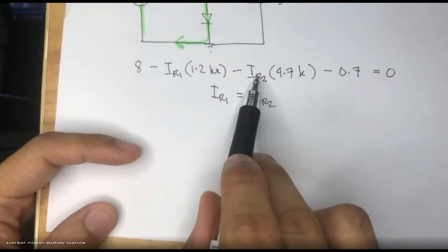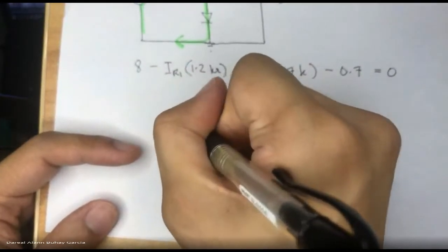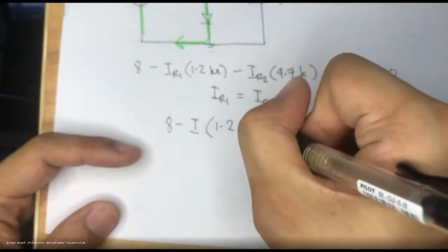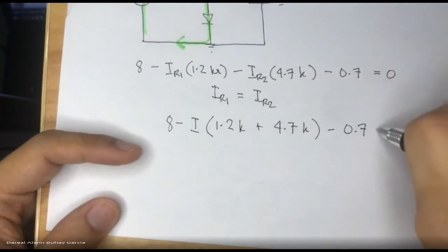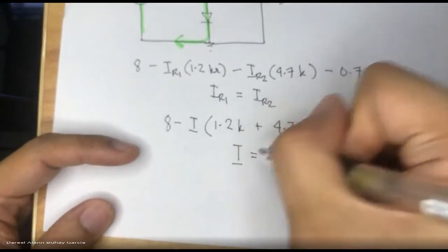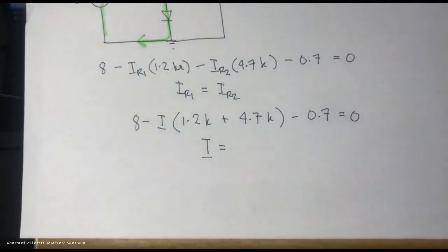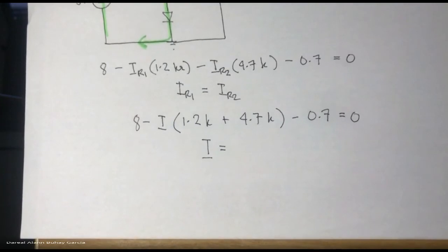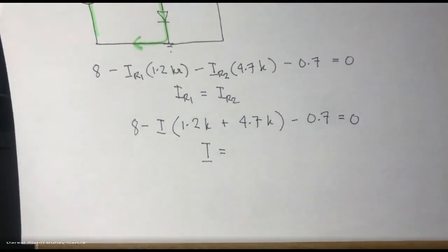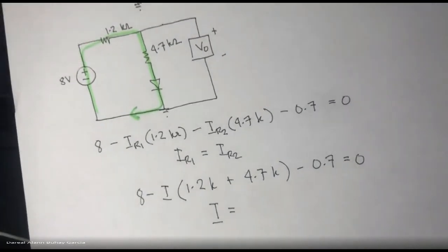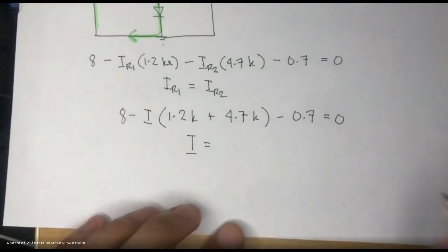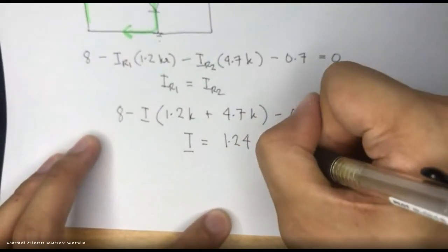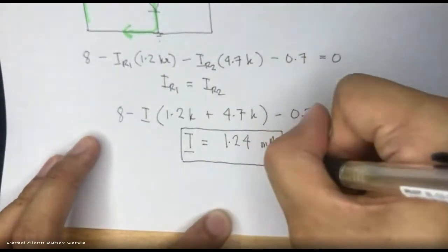So we can write it as just I. So 8 minus I times 1.2K plus 4.7K minus 0.7 equal to 0. We can solve this using shift solve on the calculator. Let's see what comes out. 1.24 milliamperes. So the current is 1.24 milliamperes.